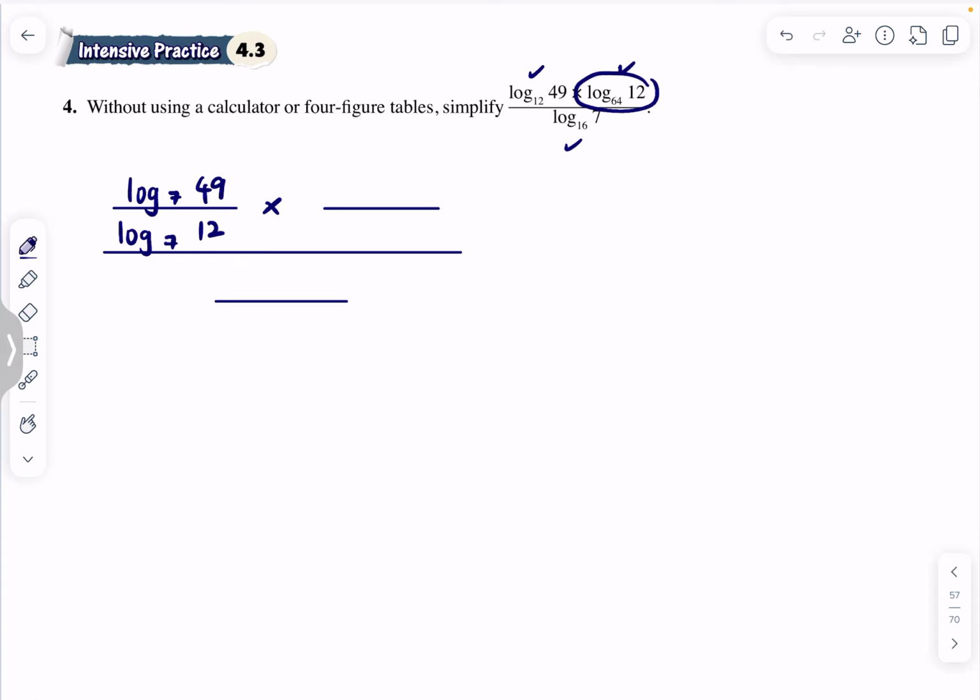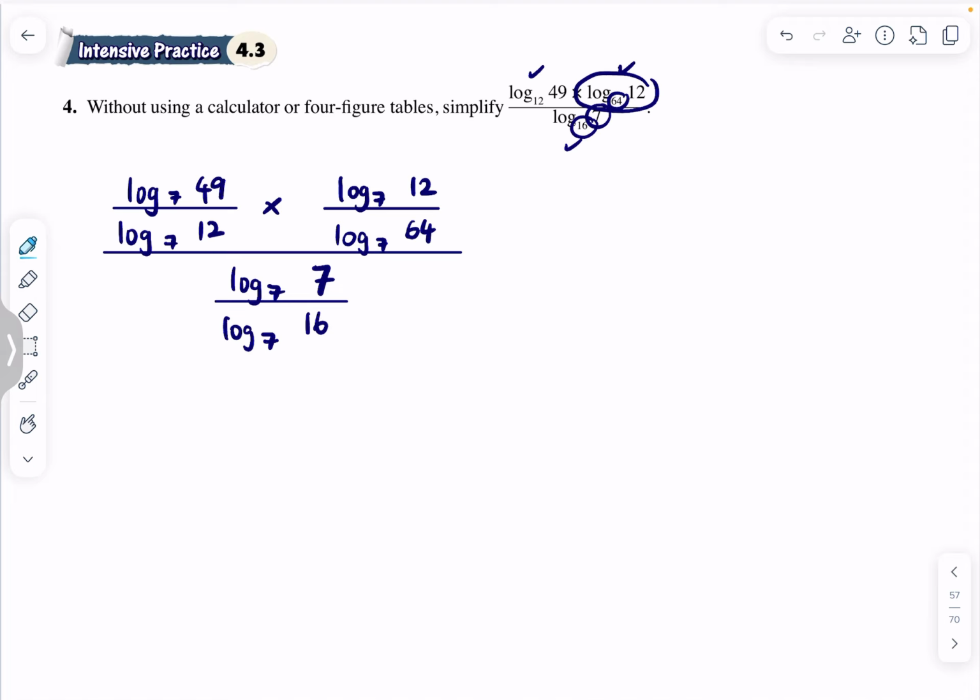This one will be log 7, log 7. Big number goes on top, small number goes below. Down here is the same, log 7, log 7. Big number goes on top, small number we write below. Right. Okay, now let's try to simplify.